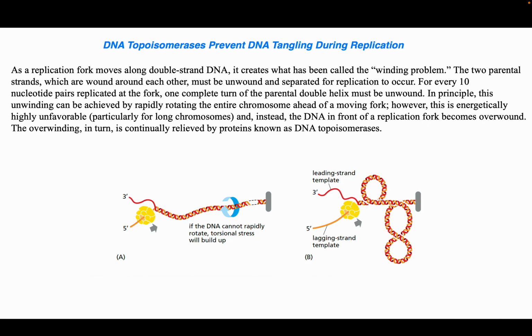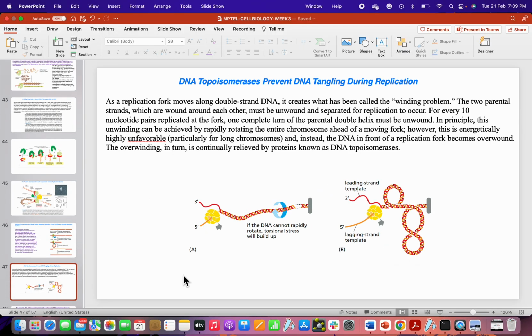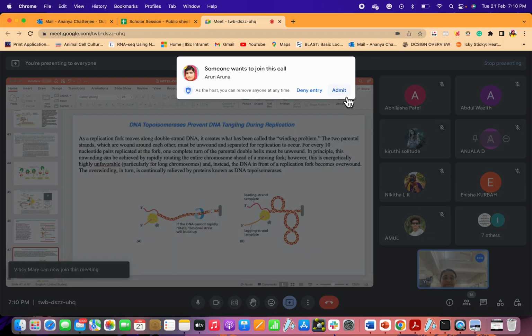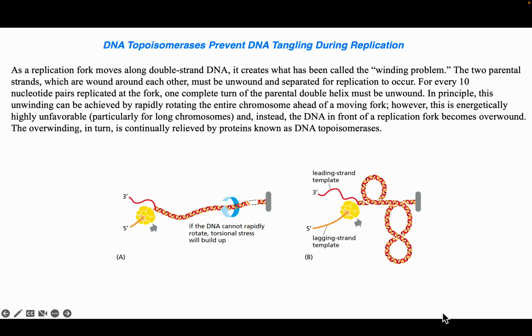So, what is the role of DNA topoisomerase during replication? They prevent DNA tangling during replication. How do they do that? When a replication fork moves along double-strand DNA, it may create a winding problem. The two parental strands, which are wound around each other, must be unwound and separated for replication to occur. For every nucleotide pair replicated at the fork, one complete turn of the parental double helix must be unwound.